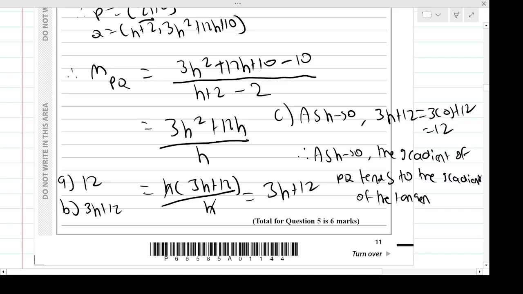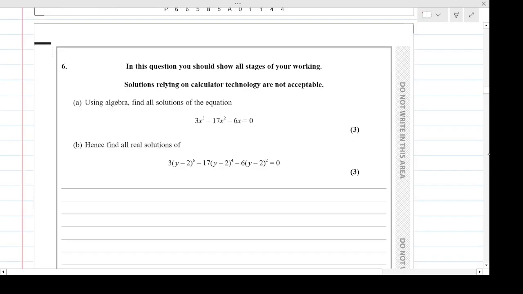So remember, the gradient of PQ, that's what we worked out in part B, and so it tends to the gradient of the tangent, which we worked out in part A. So we're basically saying the two answers become the same when we set this h to 0. Okay, and yeah, so there we are.